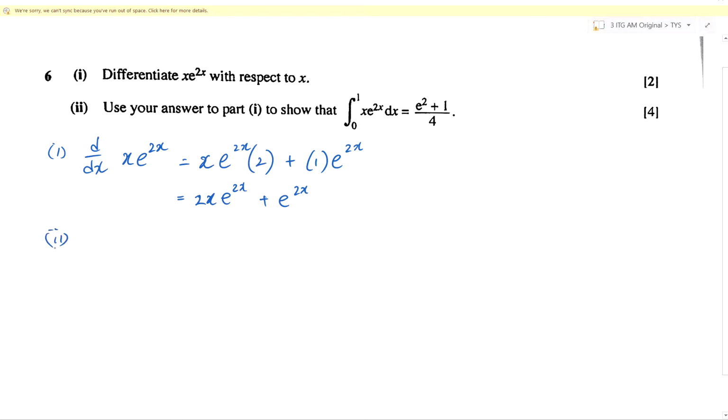Part 2. They gave you a clue. Use your answer in part 1 to show this. Now I can assure you, you have not learned how to integrate this yet. You will learn this in JC. But for now, you can actually do it by employing whatever result you have found in part 1.